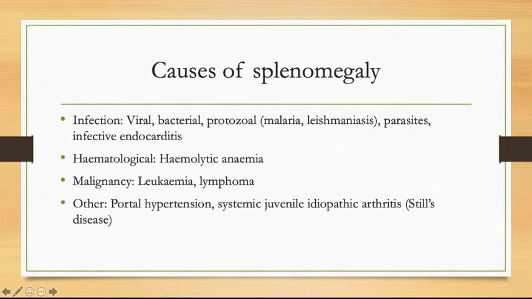There's also causes of splenomegaly, and again, they're not entirely different from adult causes of splenomegaly as well. One thing to note is systemic juvenile idiopathic arthritis is also a cause of splenomegaly.